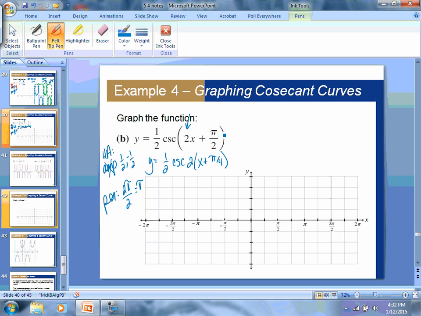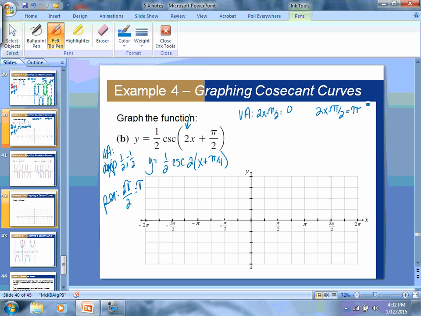Okay, so next I have to find my vertical asymptotes. I'm going to take all the stuff after the cosecant, so all the stuff in the parentheses, the 2x plus pi over 2, and set it equal to 0. And then I'm going to set it equal to pi.